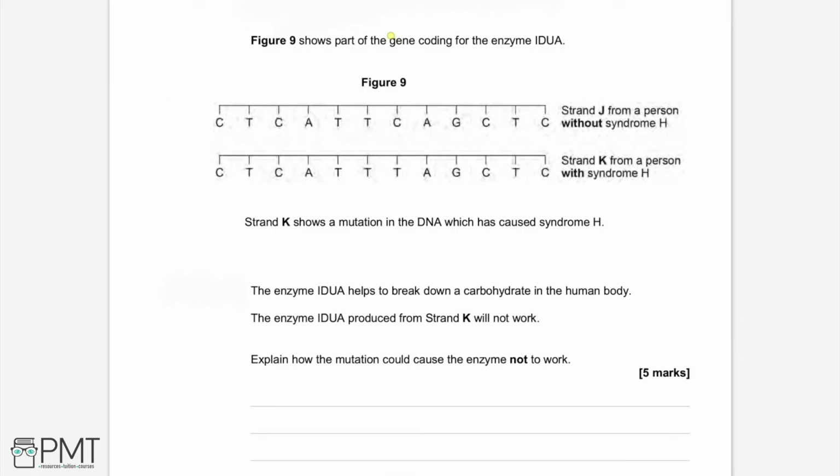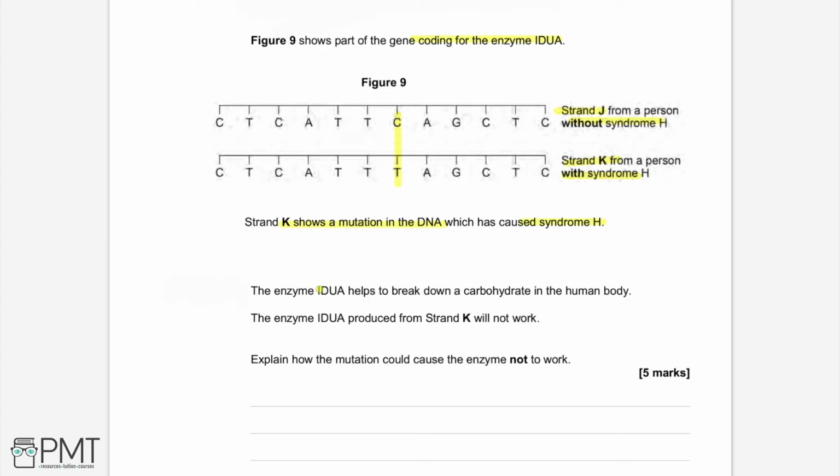Figure 9 shows part of the gene coding for the enzyme IDUA. Well, let's have a look at Figure 9. The first one is strand J for a person without syndrome H, and the second is strand K for a person with syndrome H. Now, comparing the two, we can see they're exactly the same, apart from one base, this one here, where it's C on J and T on K. Well, strand K shows a mutation, which we've just identified, in the DNA, which has caused syndrome H.